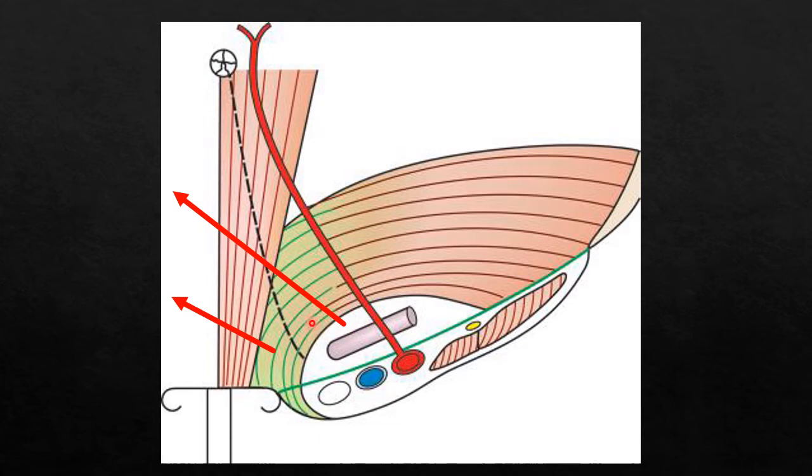In direct inguinal hernias, the herniated sac enters into the scrotal sac through this Hesselbach's triangle. That is called a direct inguinal hernia. If it enters into the deep inguinal ring, comes outside through the superficial inguinal ring and enters into the scrotum, that is called an indirect inguinal hernia.